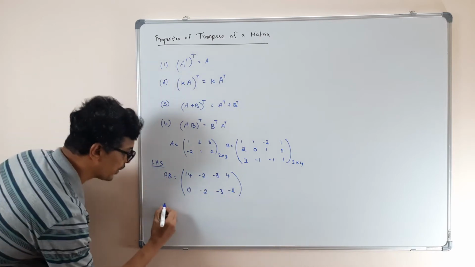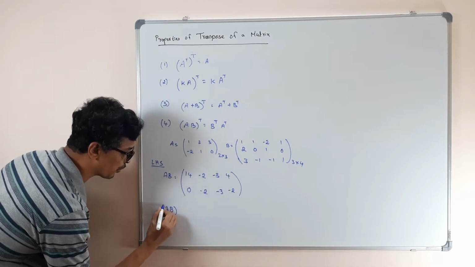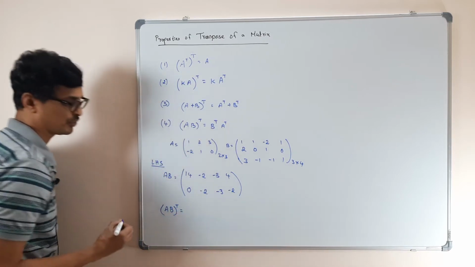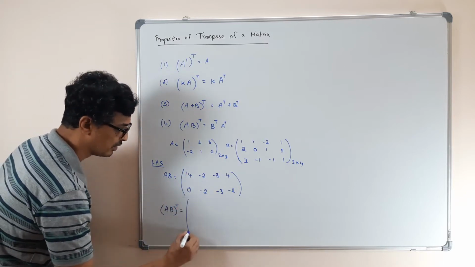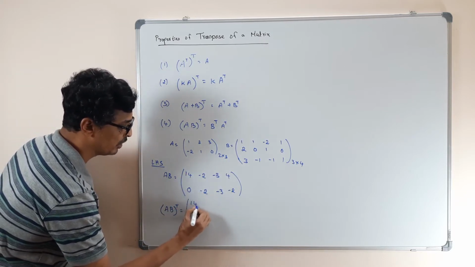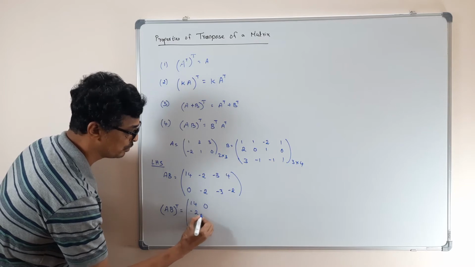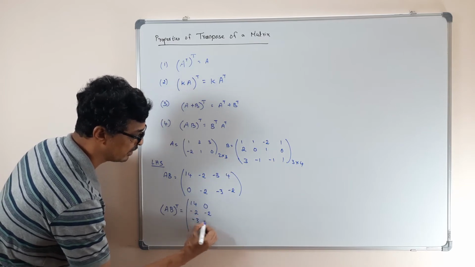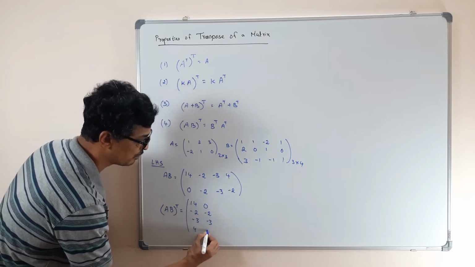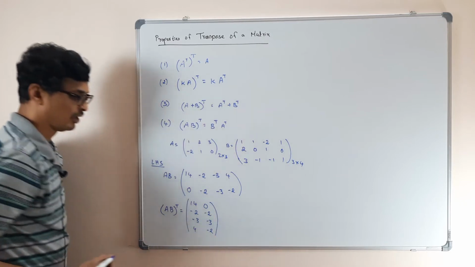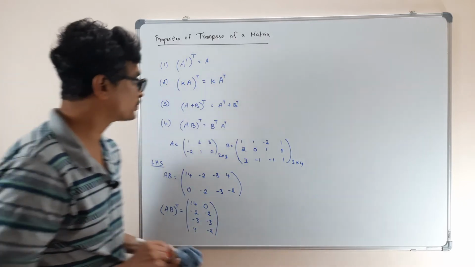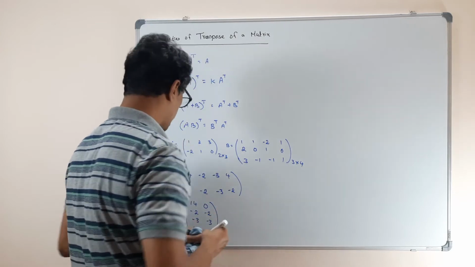And now AB transpose, not A plus B. AB transpose, this you can find out. Right? Tell me what it is. 14, 0, minus 2, minus 2, minus 3, minus 3, 4, minus 2. Now let us do the RHS. Let us try to do the RHS part of it.